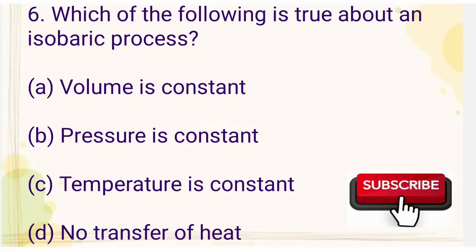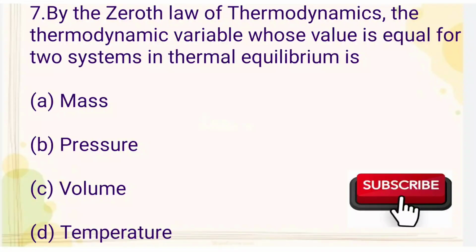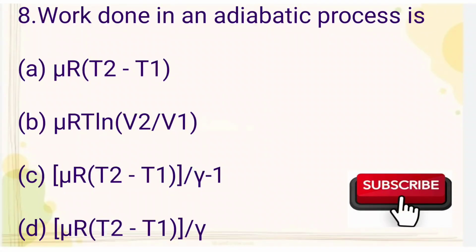Which of the following is true about an isobaric process? Pressure is constant. By the zeroth law of thermodynamics, the thermodynamic variable whose value is equal for two systems in thermal equilibrium is option D, temperature is the correct option. Work done in an adiabatic process is option C is the correct option.